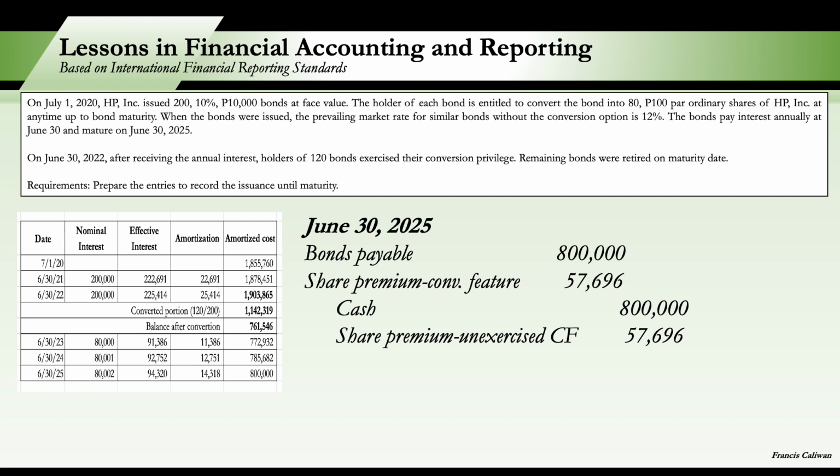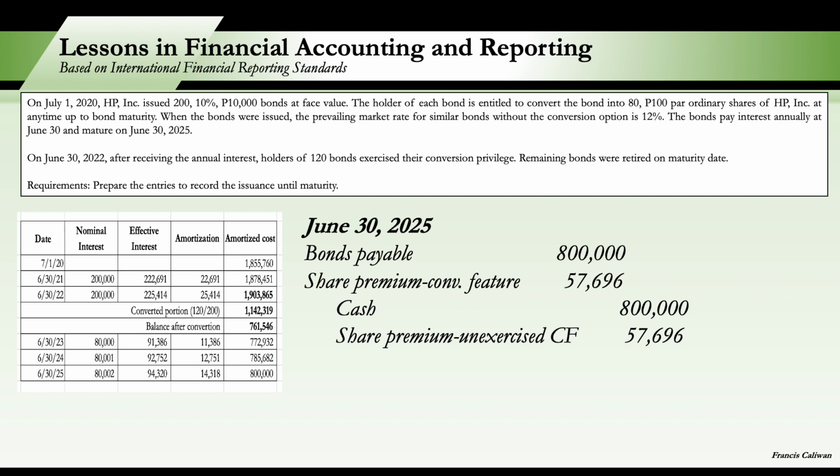Why do we need to debit this account? Because this account will be transferred, although within equity, to another account, because this is no longer a privilege. This is no longer a conversion privilege. So this is transferred to another equity account, which is share premium unexercised conversion feature. That's the credit account. And other than that account, we also have to credit the cash of 800,000 for the payment or the retirement of the bonds payable.